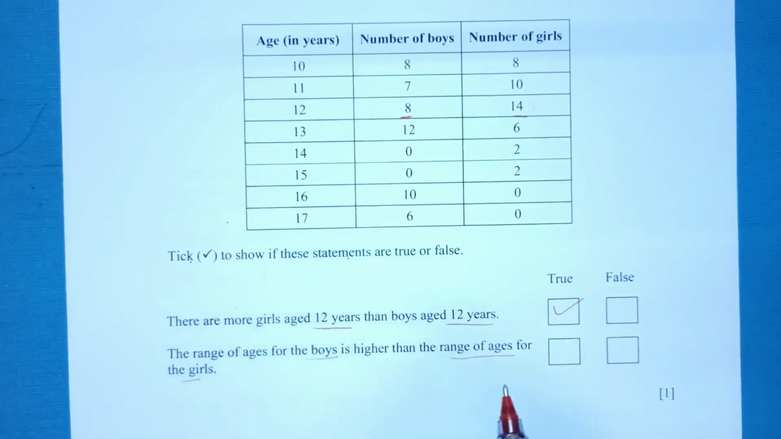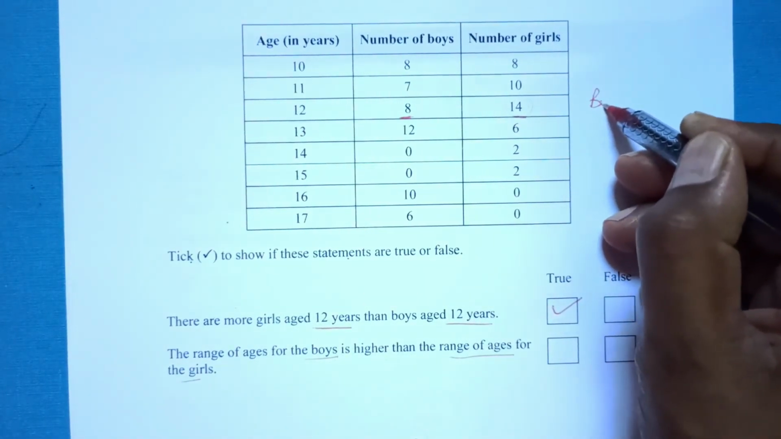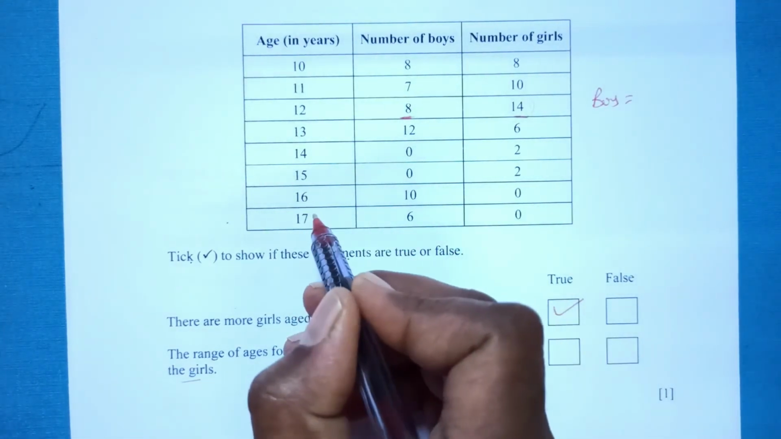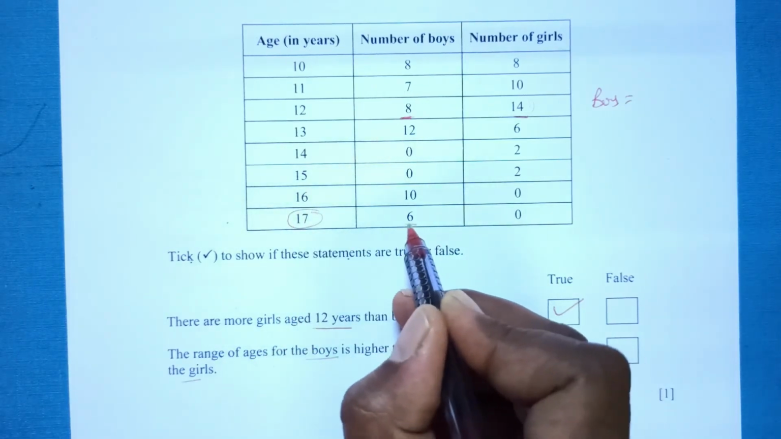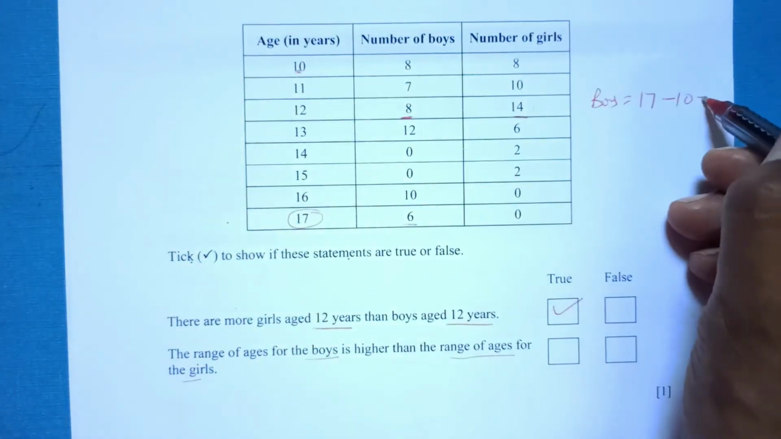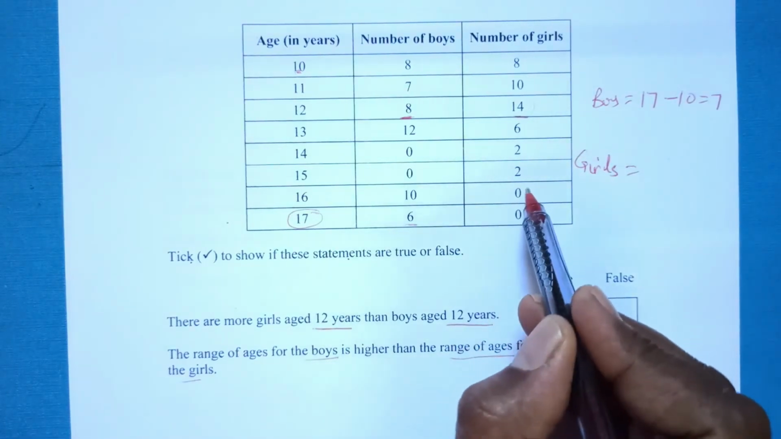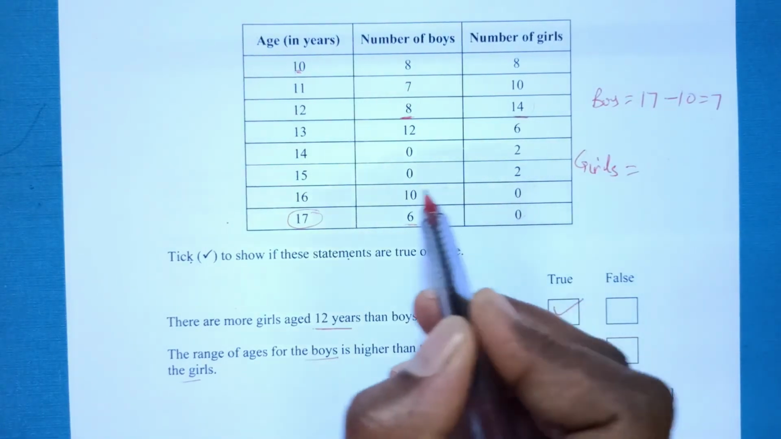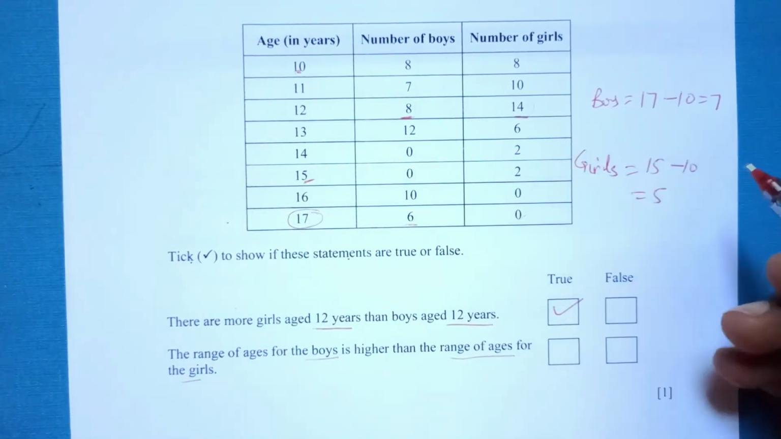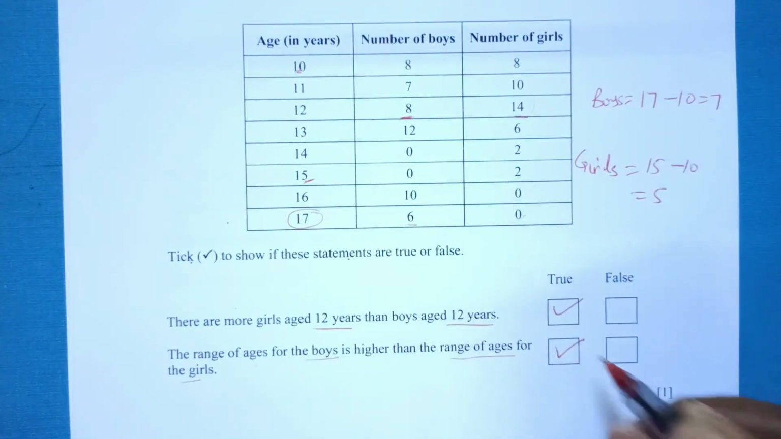Then the range of ages for boys is higher than the range of ages for girls. So let's say the range for the boys. Range is the highest value minus the minimum value. The highest value for the boys is 17 minus the lowest, which is 10 here. So that is 7. And for the girls, this 15 and 16 is 0 here. So the girls' highest age is 15 minus 10, which is 5. So the range for boys is more than for the girls. So this is also true.